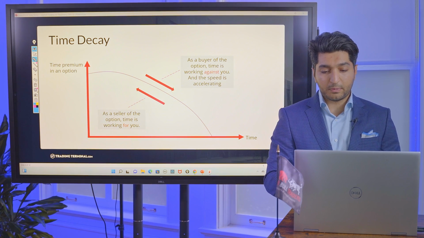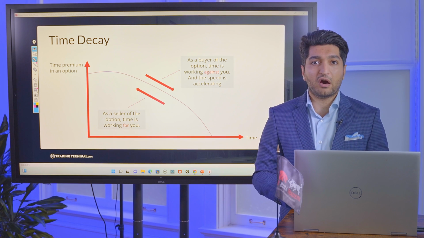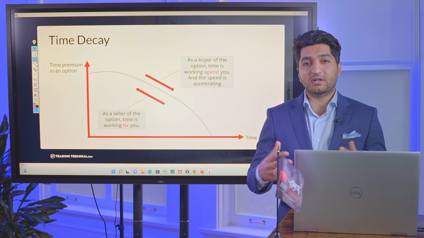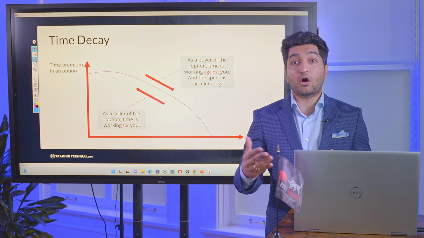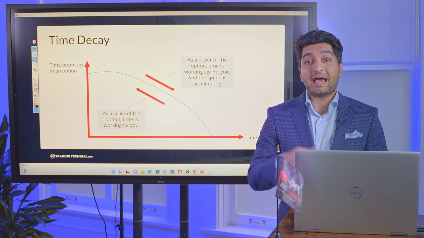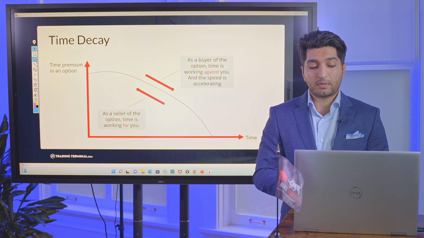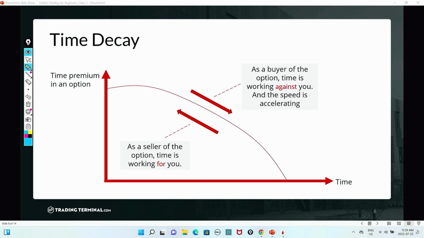So let's spend a little bit more time on this slide as well. As a buyer of an option, time is working against you, especially when the speed is accelerating. So if you buy a call option on Apple, and let's say Apple currently is at $150 and you buy a call option for next year at $200, every day that goes by and Apple is not getting closer to $200, you're losing value.